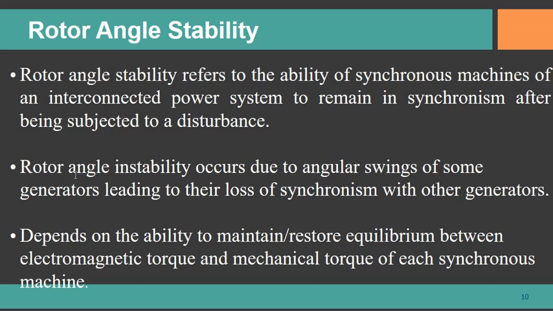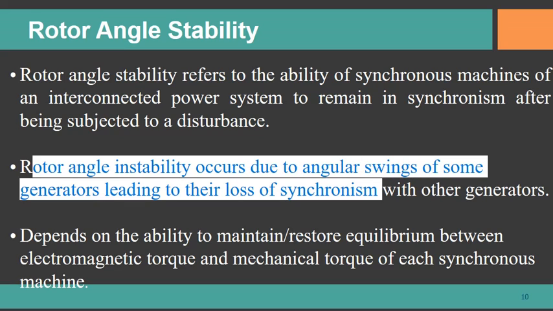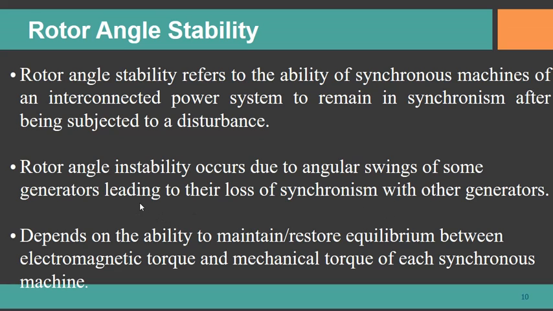Rotor angle instability occurs due to the change in angular swings of some generators, leading to their loss of synchronism with other generators. Always our generators are connected in parallel. One generator is synchronized with other generators. If there is any change in rotor angles, there will simultaneously be an effect on the other generators also. So there may be a chance of loss of synchronism with other generators.